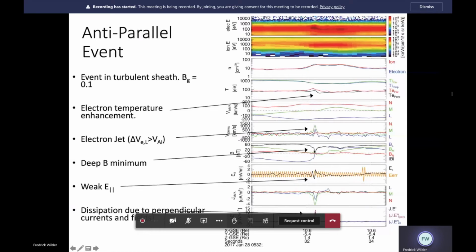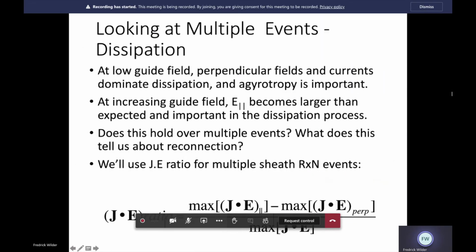So if I show another example, this is a more anti-parallel event. You can see that the magnetic field goes to almost 0 when it reverses. We still see the electron jet, still no ion jet. We see enhanced heating in the electrons, large out-of-plane current, very little parallel electric field, just like that original event. Additionally, the dissipation is all due to fields and currents perpendicular to the magnetic field.